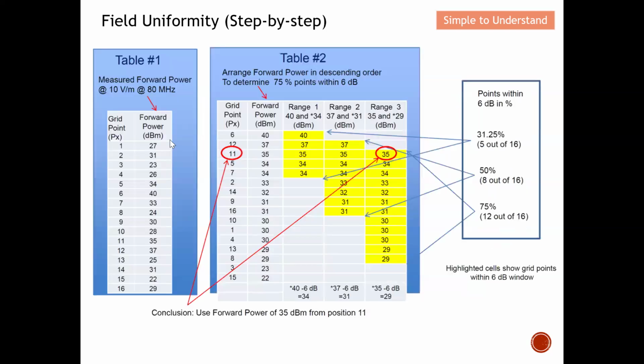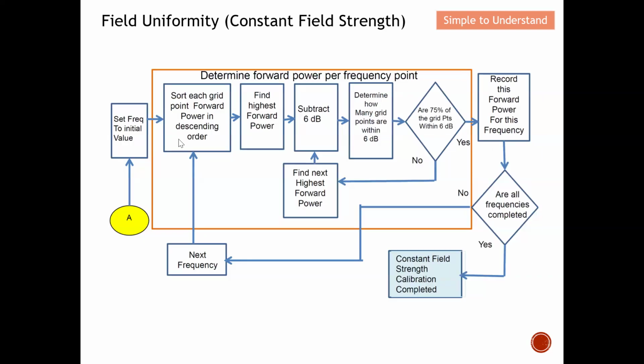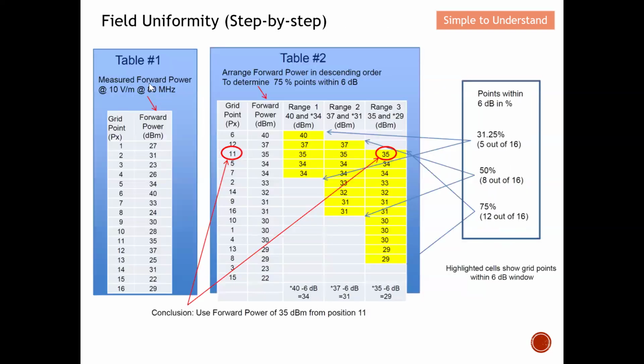So this will be the example. This is the first step I mentioned earlier. For example, we set the frequency at 80 megahertz. We are going to measure the 16 points. When we measure the 16 points, how much forward power do I need in order to achieve 10 volt per meter, for example, in this case? So basically for this field uniformity, I need to achieve 10 volt per meter.